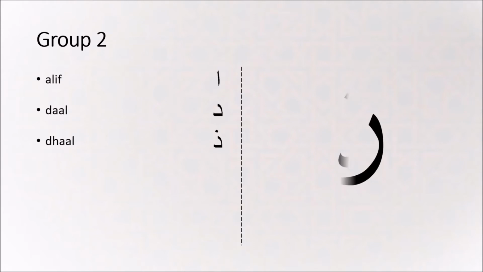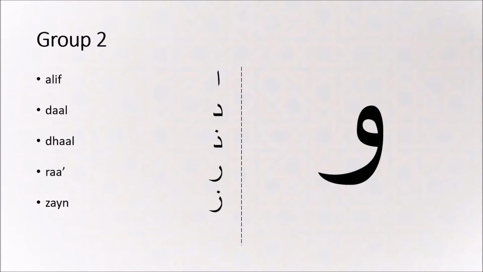Our next letter, Ra. This letter represents R. Next one, Zain. This letter represents Z. Also, this one is very similar to the previous one. The only difference is that we have to add a dot on top. And our last letter, Wow. This letter represents a W or the U sound.